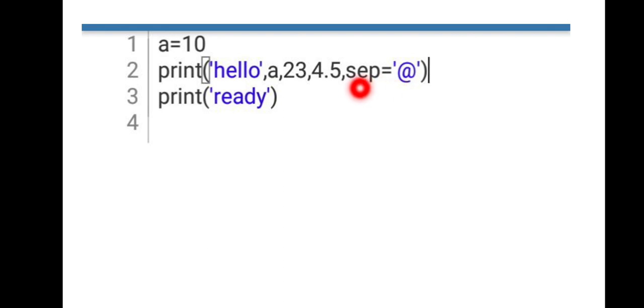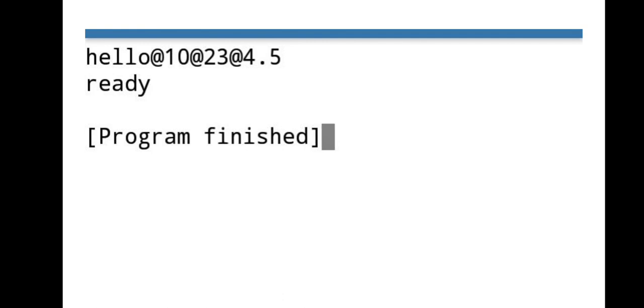This is the same code that we have seen. I have just introduced this argument over here. So instead of spaces between the values, now @ symbol will be displayed. See, after hello @, then after 10 @, then after 23 @, and then 4.5. So this is the effect of SEP argument.